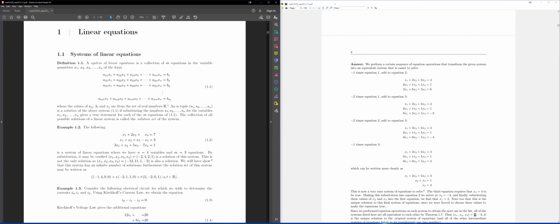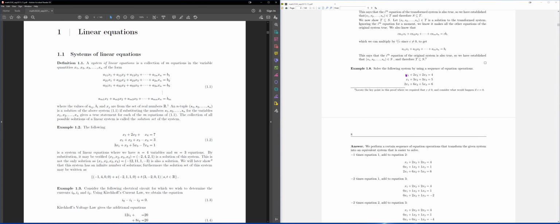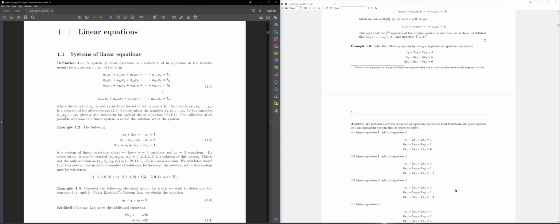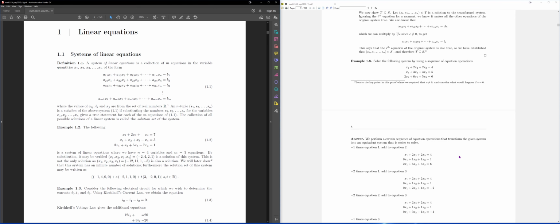That's exactly what I just did. In this case, S1 is 2, S2 is minus 3, and S3 is 4. When I put these into the first equation, I get 4. Put it into the second, I get 5. Put it into the third, I get 6. So this 2, minus 3, 4 satisfies each of the equations, which means it's a solution.